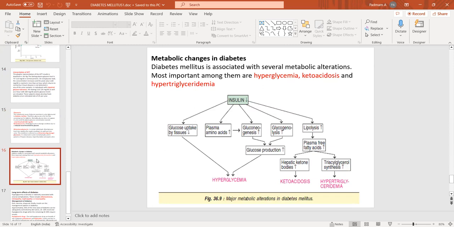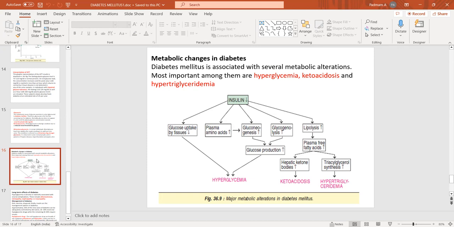Diabetes is associated with several metabolic alterations. The most important among them are hyperglycemia, ketoacidosis, and hypertriglyceridemia. That is, if the level of lipid gets elevated, that condition is called as hyperlipidemia. And if the level of glucose gets elevated, this condition is called as hyperglycemia. If the ketone body level gets elevated, that condition is called as ketoacidosis.